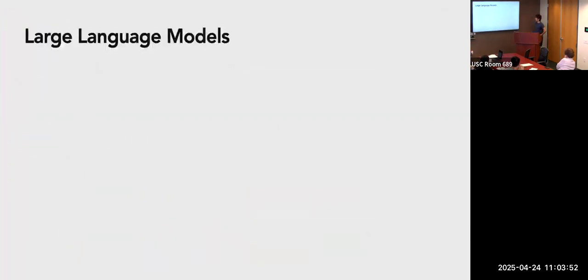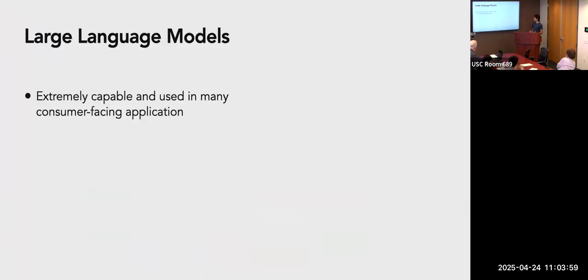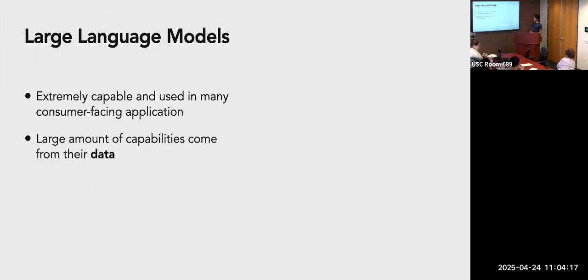Okay, let's get started. So let's set the stage. What do we know about large language models, and how is this related to our overall talk? As we know, there's been this advent or this rise of large language models, or maybe you can call it people consuming them more or becoming used to them. But what we know is they're extremely capable, and they're used in many consumer-facing applications. Another fact about language models is that a large amount of their capabilities come from their data.